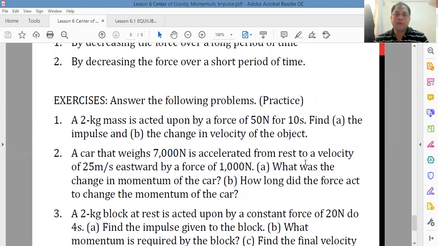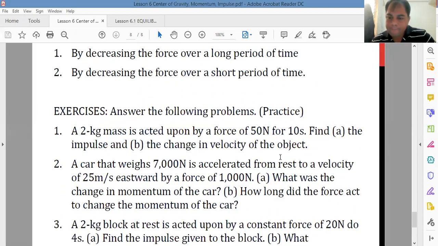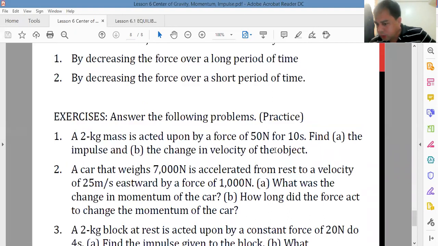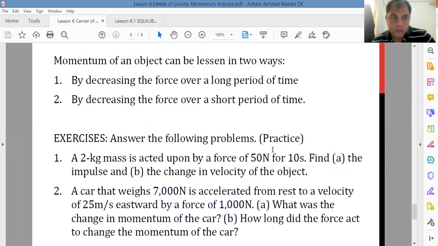Okay, so we have this. The momentum of an object can be lessened in two ways: by decreasing the force over a long period of time, and by decreasing the force over a short period of time.